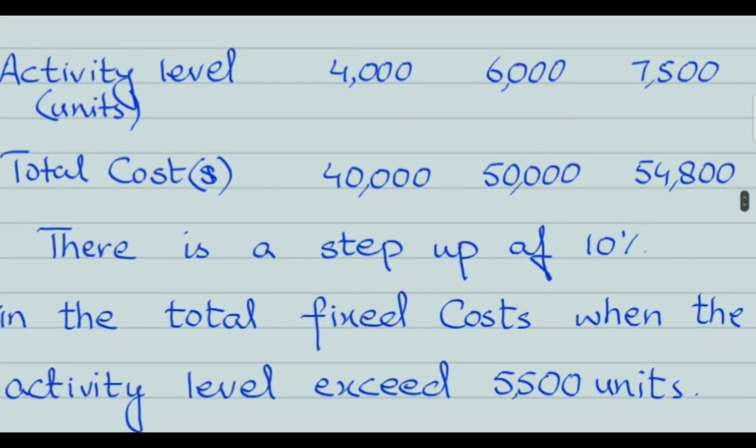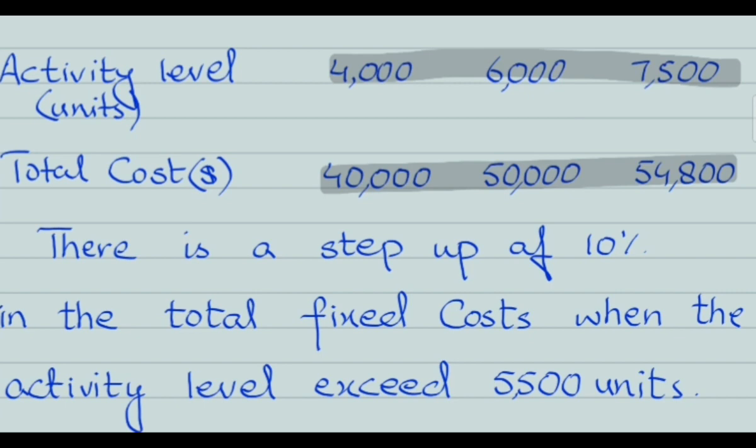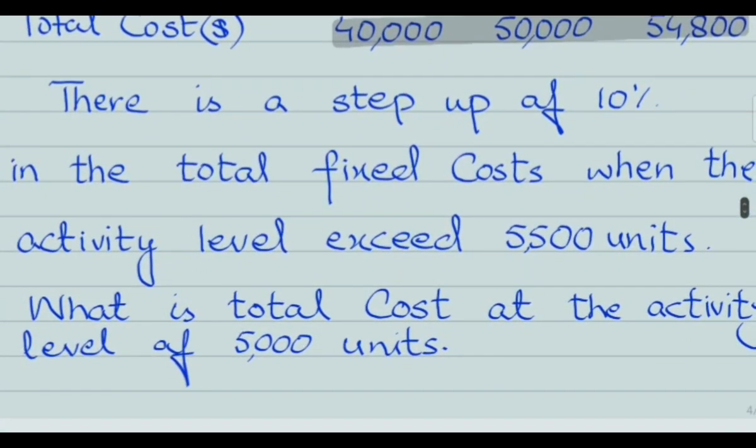So again, an example where we have been given 3 activity levels of 4,000 units, 6,000 units and 7,500 units, while the total cost is also given as 40,000, 50,000 and 54,800. Now there is a step up of 10% in the total fixed cost when the activity level exceeds 5,500 units. When the activity level exceeds 5,500 units, there is a jump in the fixed cost by 10%. So they are asking about the total cost at the activity level of 5,000 units.